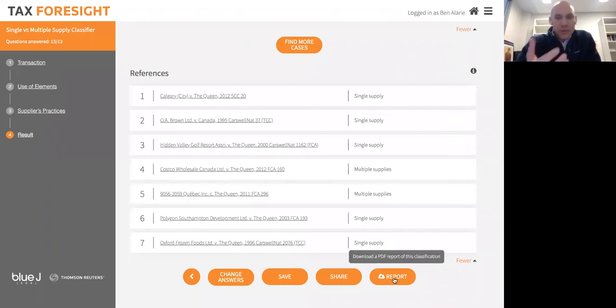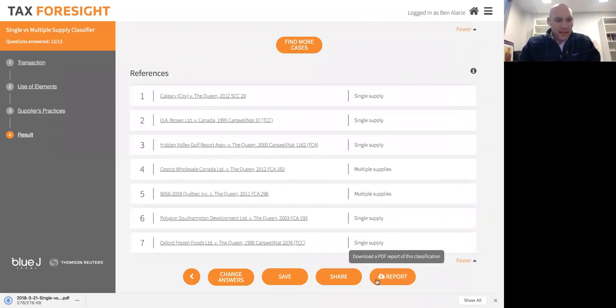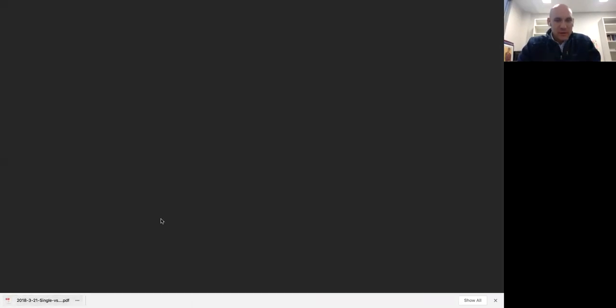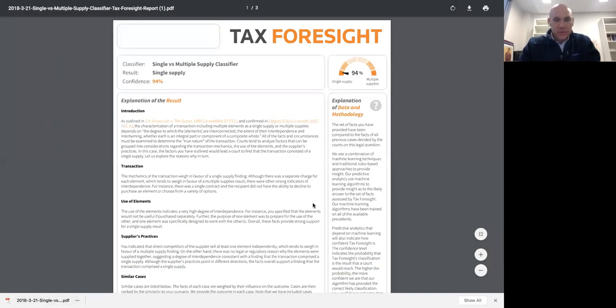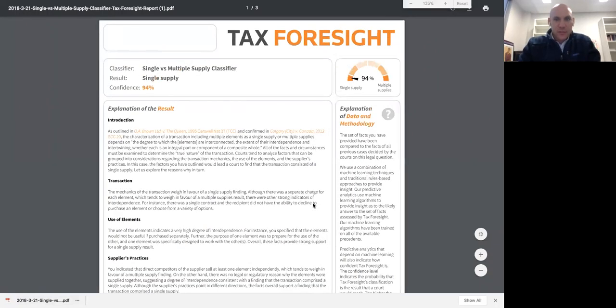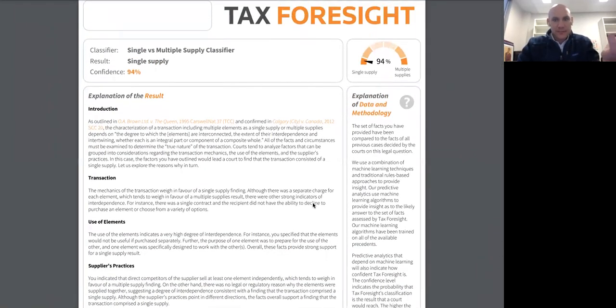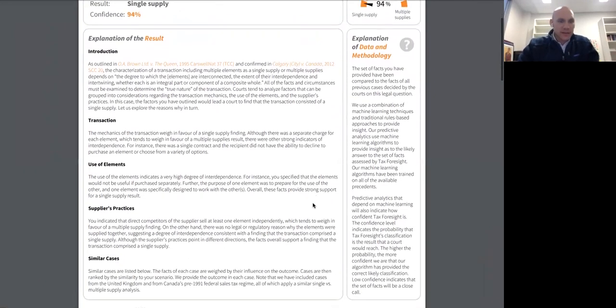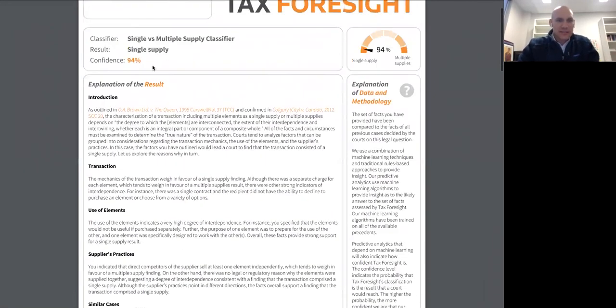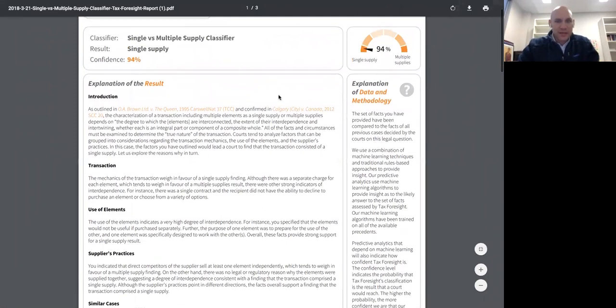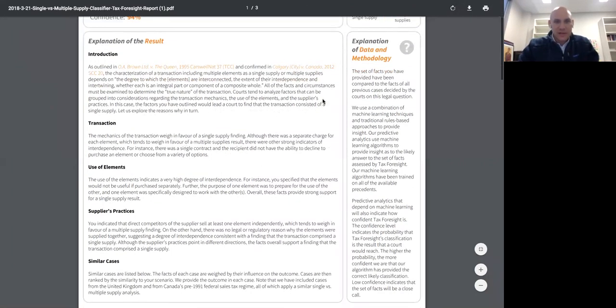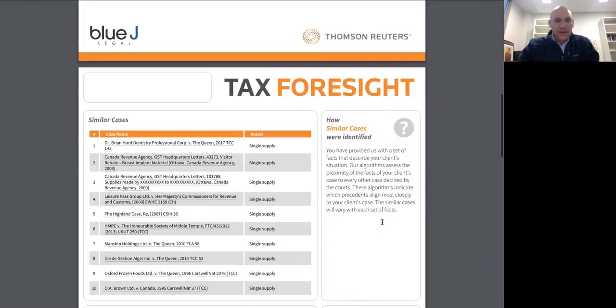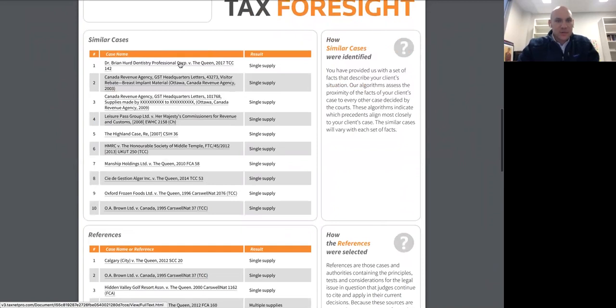One of the things that we can do now that we've reached the results screen is download a report. I just clicked on that download report button, and this is going to download, and I can show you what the report looks like. Users of the report get this nicely formatted result. It identifies the prediction, it identifies the confidence, it gives an explanation of the result, it gives an explanation of our data and methodology. It identifies the most similar cases.